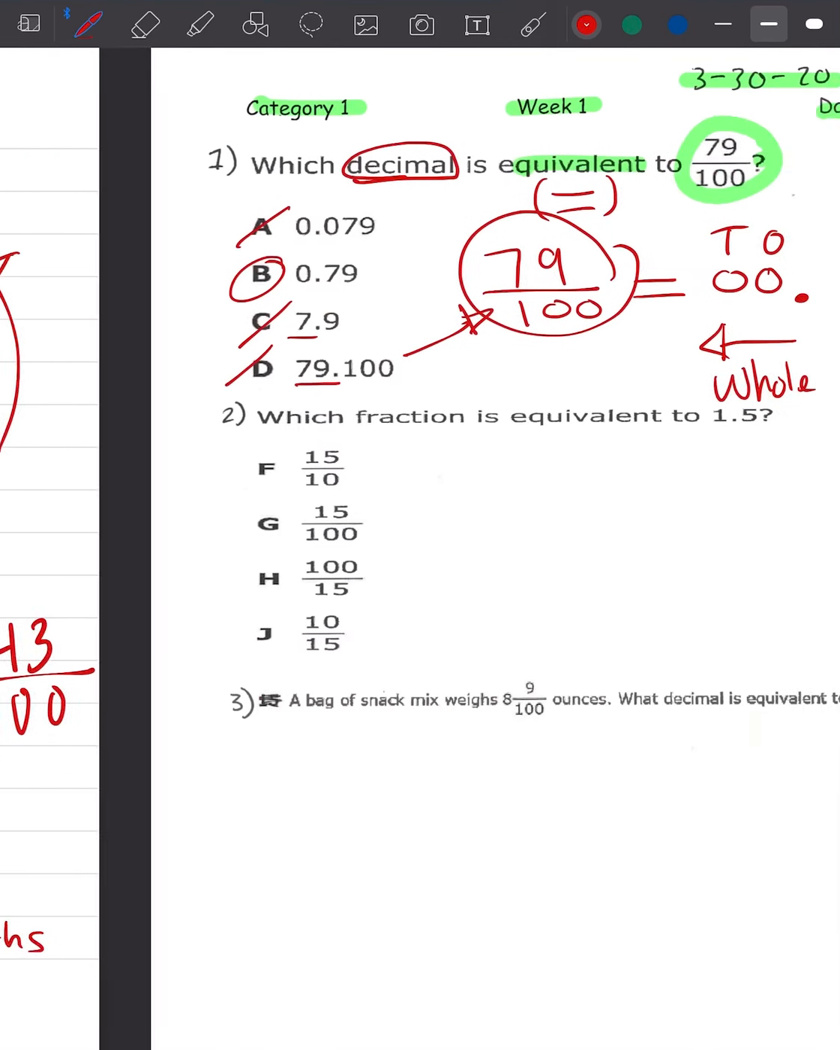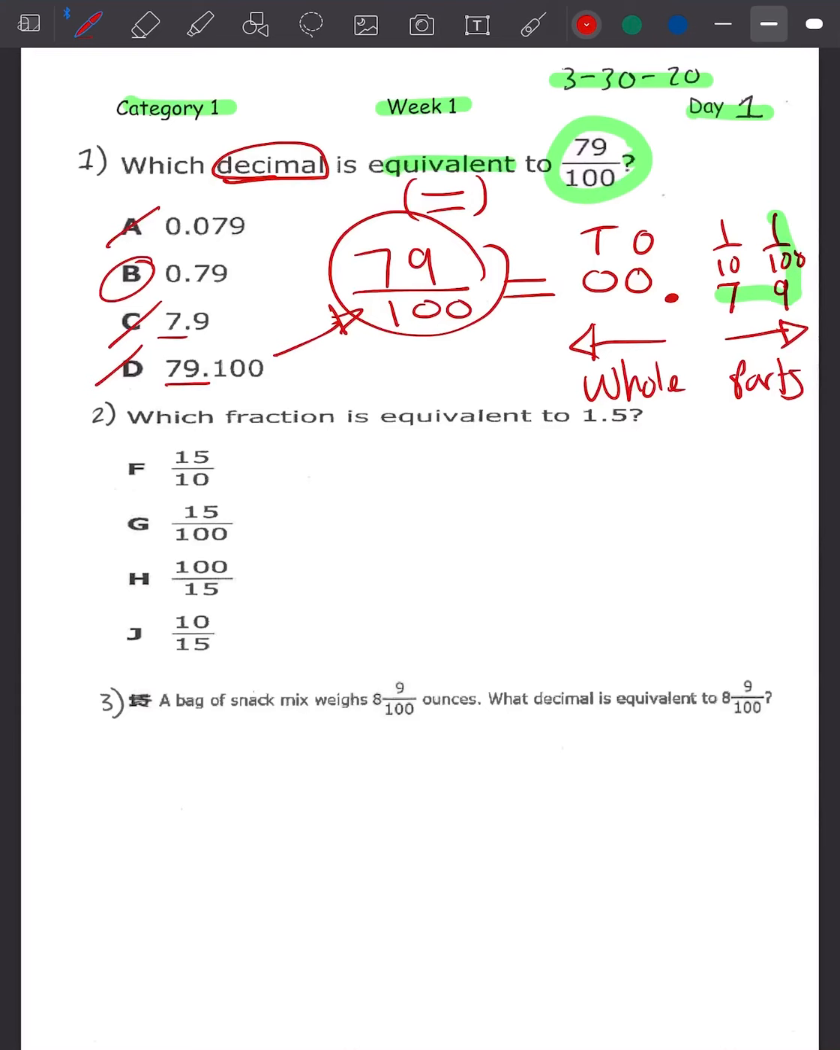Okay? So this is day 1. You can go on to number 2. You can go on to number 3, guys. If you have any problems, if you have any doubts about anything, guys, I am here for you. You can message me through Remind. You can message me through Teams. Or you can text me. Call me. Anything you need, guys. I am here to help you.